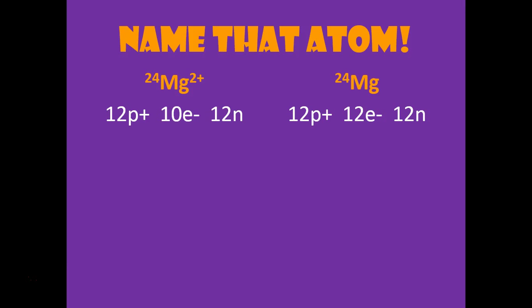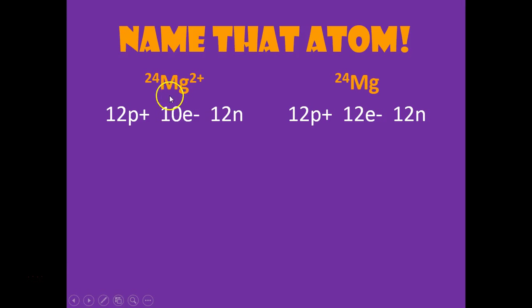For the electrons, we look at the charge. This first one has a 2+ charge. That means there are 2 more protons than there are electrons. If there are 12 protons and there are 2 more protons than there are electrons, then that means there are 10 electrons.